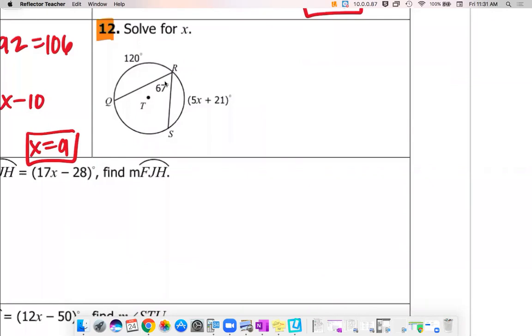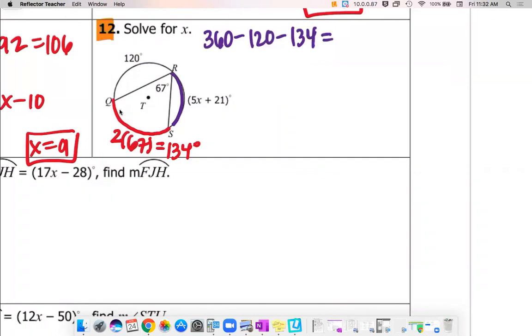Okay, so we know this inscribed angle is 67. So I can find this arc by doing 2 times 67 because it's double. So if I do that, that's 134 degrees. And then I can figure out what this arc has to be because we now have our full circle. So if I did 360 minus 120 minus 134, I would get that that is 106. So this arc is 106.